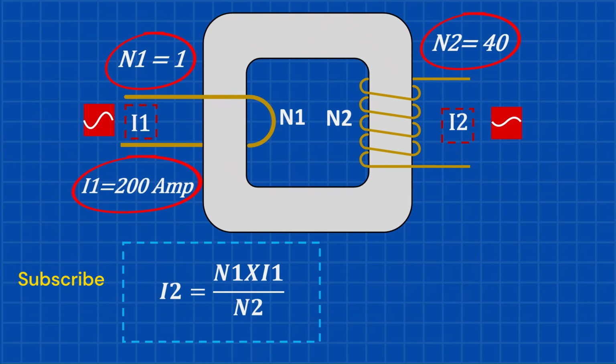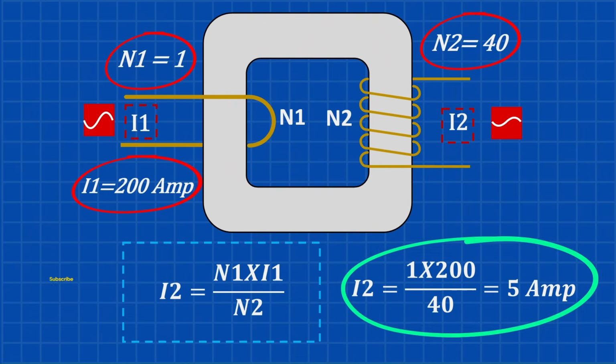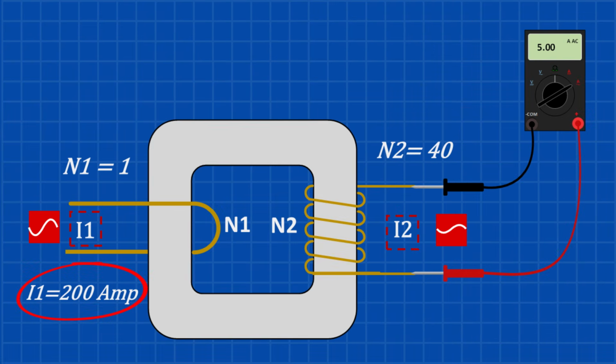Now let's walk through a simple example. Assume the primary current, I1, is 200 amps. The primary has one turn, which is the conductor passing through the CT. If the secondary has 40 turns, then based on the turns ratio, the secondary current, I2, is reduced to 5 amps. So if I place my multimeter on AC amps and measure the secondary side of the CT, I'll read 5 amps, which actually represents 200 amps flowing in the main circuit.